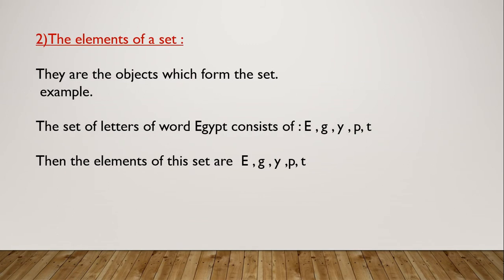Number 2, the elements of a set. Any set has its elements. They are the objects which form the set. Example, the set of letters of the word Egypt. The elements of the set of letters of the word Egypt are E, G, Y, P, T. Okay.